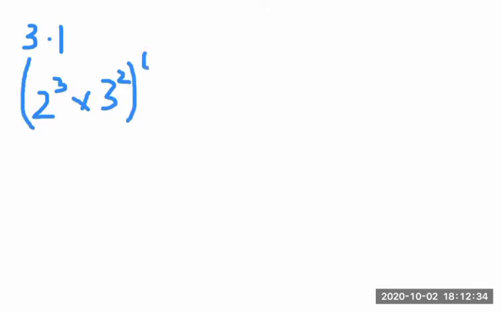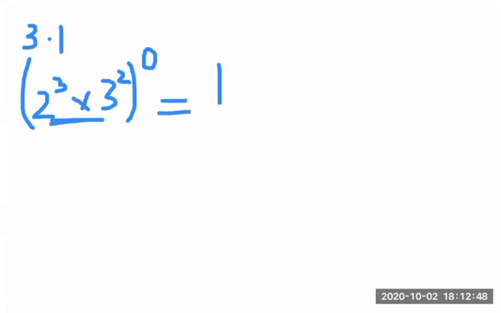So the first question that I have is of exercise 3.1, question 1a. 2 cube times 3 square, the whole having an index of 0. What value do I get? That is correct. We don't even need to multiply what's inside the brackets because we know that anything to the power of 0 is 1.